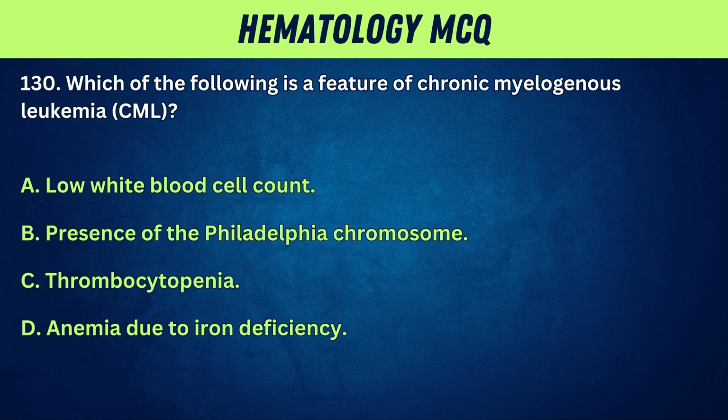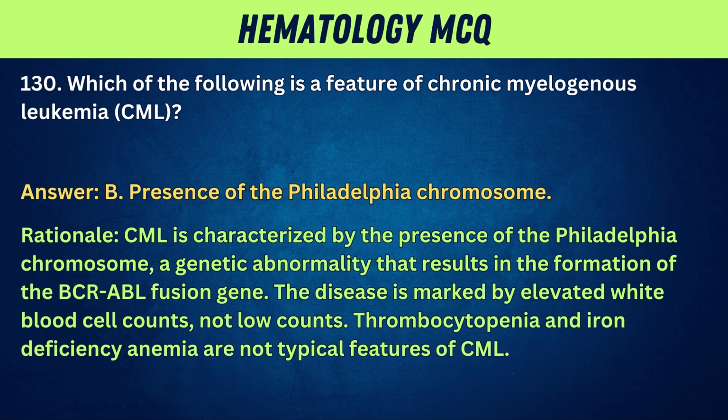130. Which of the following is a feature of chronic myelogenous leukemia, CML? A. Low white blood cell count. B. Presence of the Philadelphia chromosome. C. Thrombocytopenia. D. Anemia due to iron deficiency. Answer: B. Presence of the Philadelphia chromosome.